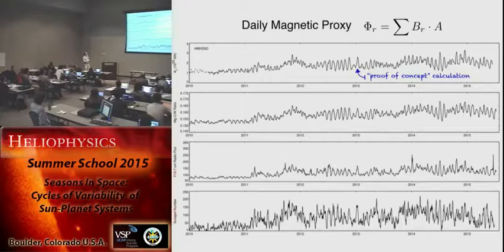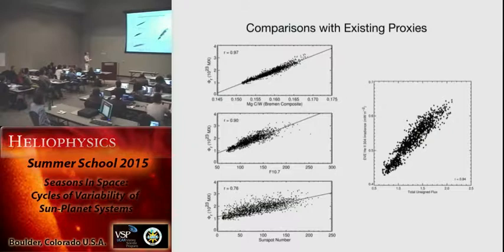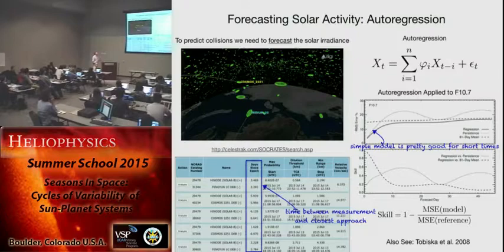Here are some examples of plotting this magnetic proxy against the core to wing, F10.7, and sunspot number. You can see the correlations are pretty high. And again, the correlation between our helium-2304 and the total unsigned flux is also pretty high. Now you might ask, we already have all these proxies. What do we need another proxy for? Let's return to the orbital debris problem.